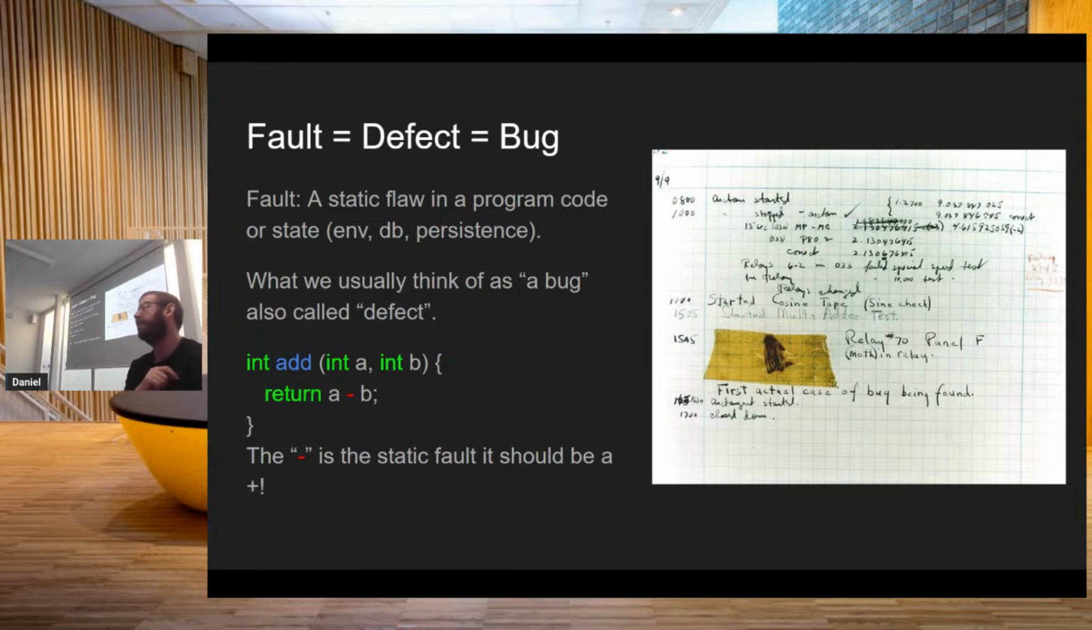So let's first look at the first bug. So this is an actual moth, and moth in Swedish is mal. And this moth was the first bug. That's why it's called bugs. So the first bug was a bug.